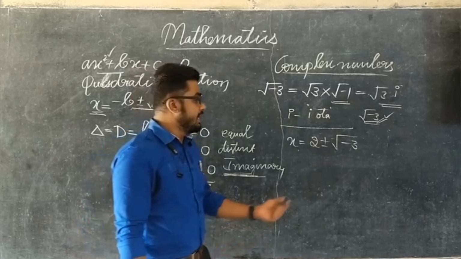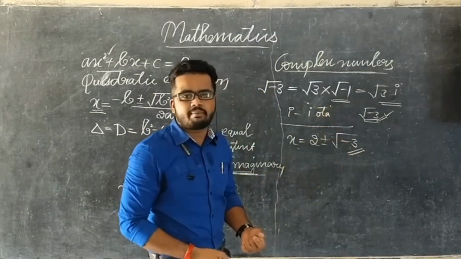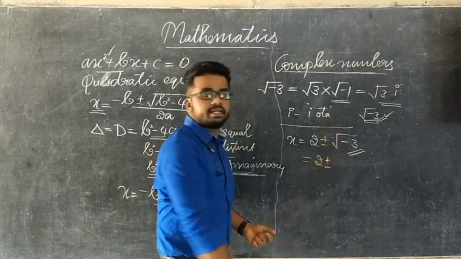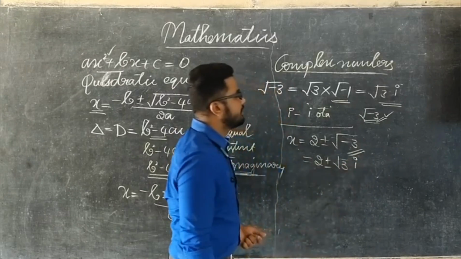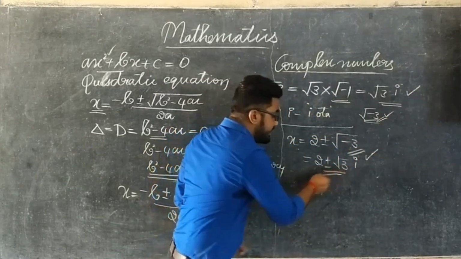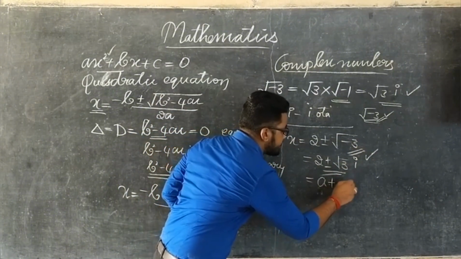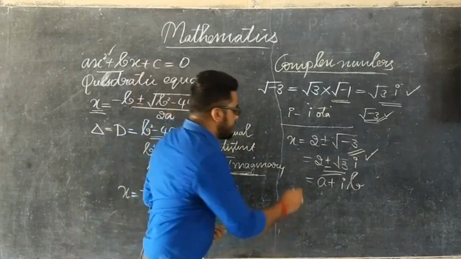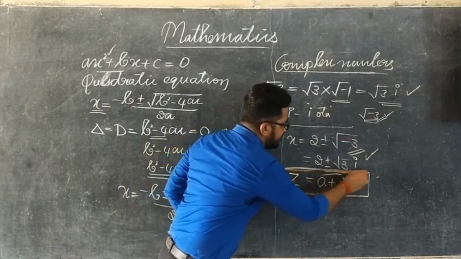Now you are already familiar with how to write root of minus 3 as a complex number. It can be written as 2 plus or minus root 3 into i. At a distance, it looks like a plus ib. It is in the form of a plus ib. This is the standard form of a complex number.